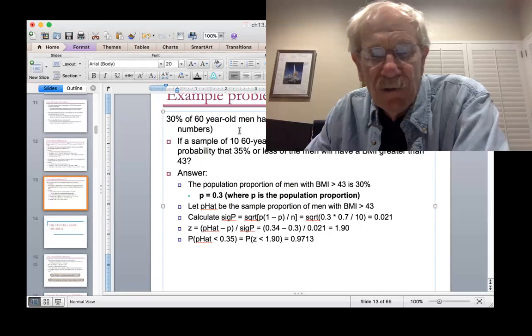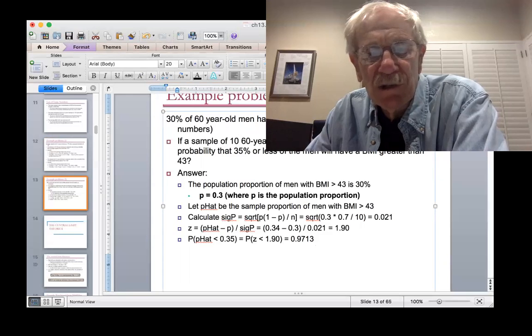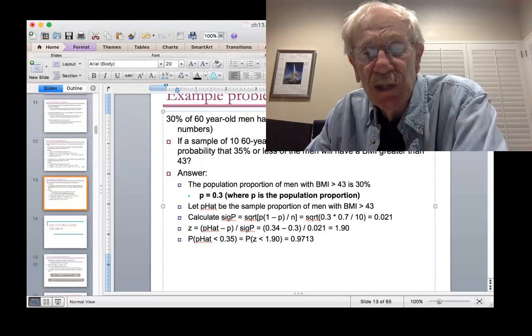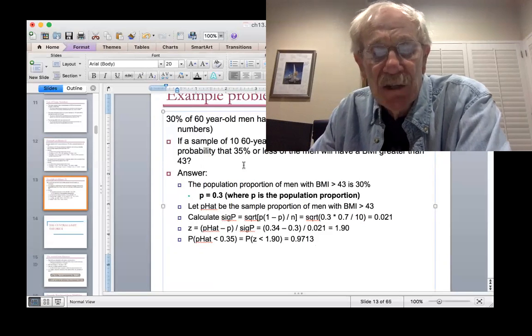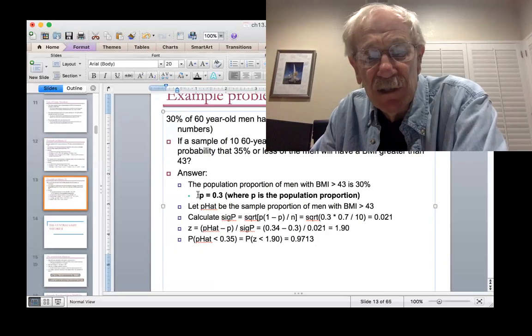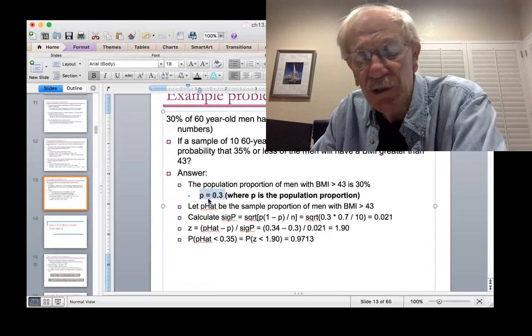So let me start over. We have 30% of 60-year-old men have a BMI greater than 43. So the population is 30% of 60-year-old men have a BMI greater than that made-up number. So the first thing I would write down is that my population proportion is 0.3. P equals 0.3.